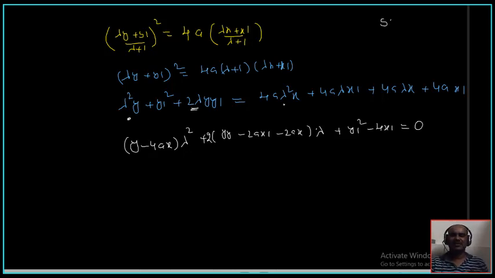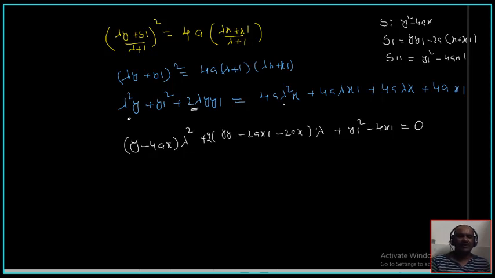Now what is S? S stands for y square minus 4ax here. S1 stands for y1 minus 2a times x plus x1. S11 stands for y1 square minus 4ax1. So now I will write all. This is S lambda square plus 2 into S1 lambda plus S11 equal to 0.